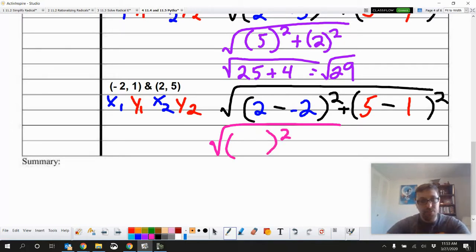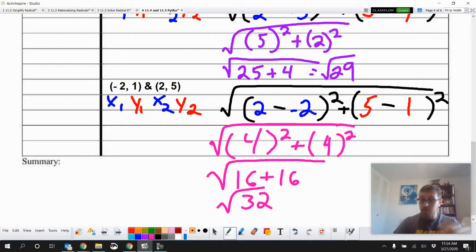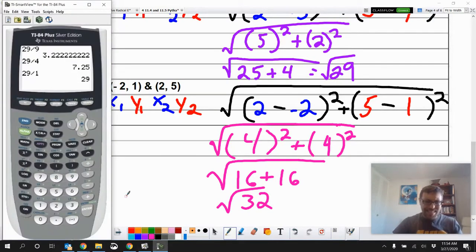2 minus -2, that is 2 plus 2, that's 4, plus 5 minus 1, that's also 4 squared. So I get the square root of 16 plus 16, which is the square root of 32. Okay. I might actually know that one. I think it's 16. So 32 divided by 16.